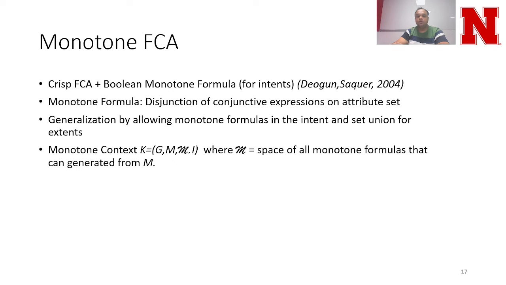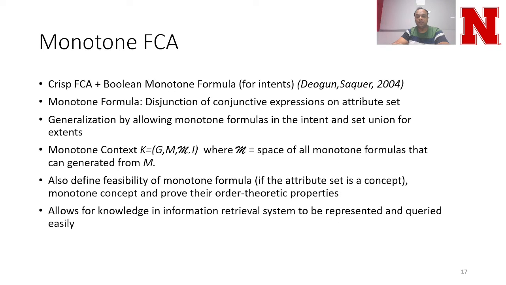So in such a case, the monotone context is actually an extension of the original G, M, I to G, M, and italic I, where M is the space of all monotone formulas that can be generated from M. In the original paper, what is also defined is a feasibility of monotone formula, which means whether the attribute set or the extension of attribute set can actually be a concept. There are also some order theoretic properties that are proved there, which prove that it is an FCA or an extension of FCA, and this extension allows us to represent knowledge in an information retrieval system, so that queries can be made onto it.